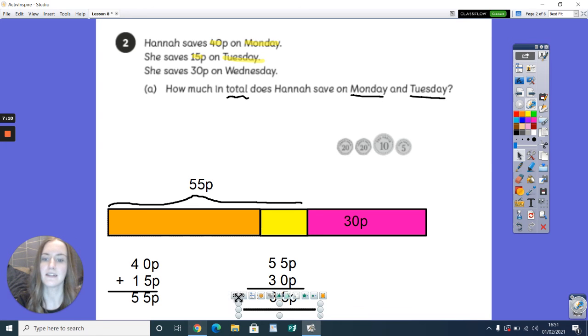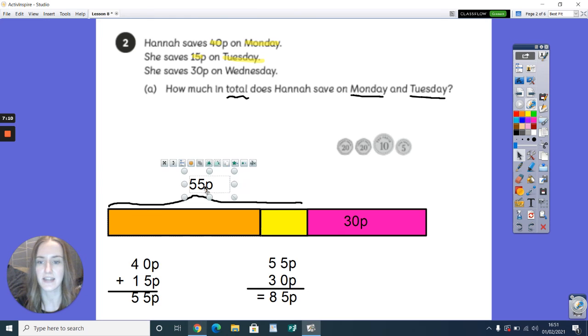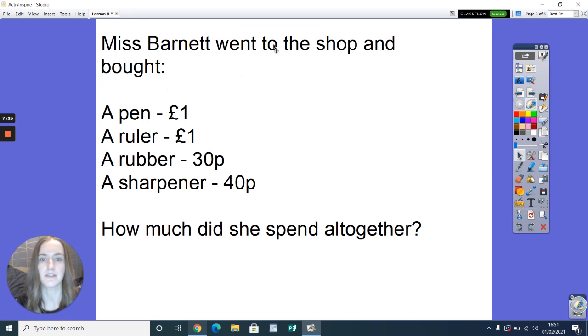If you said that Hannah saved 85p altogether, you would be correct. Well done. So the total that Hannah saved across all of them 3 days was 85p. Well done. Okay, this time I've given you a different problem.